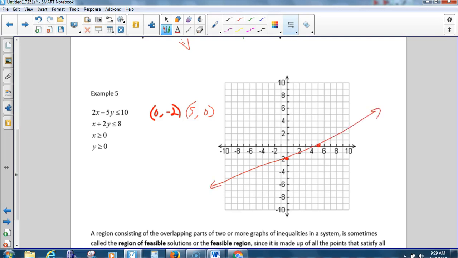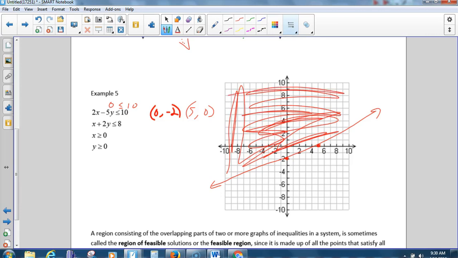Like so. And I'm going to test a point. I'm going to plug in, again, (0, 0). So that's going to give me the statement 0 is less than or equal to 10. True or false? That's true. So therefore, I'm going to shade everything above this line in red. Moving on to green.